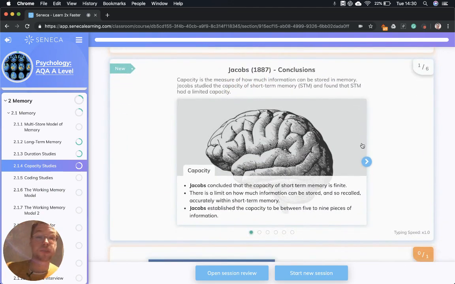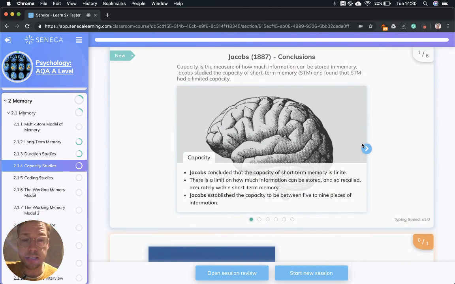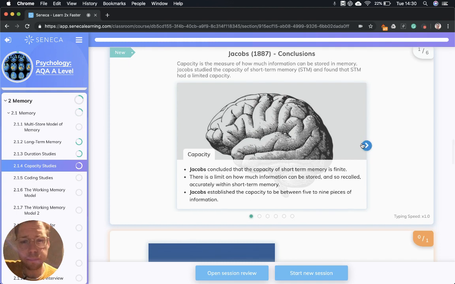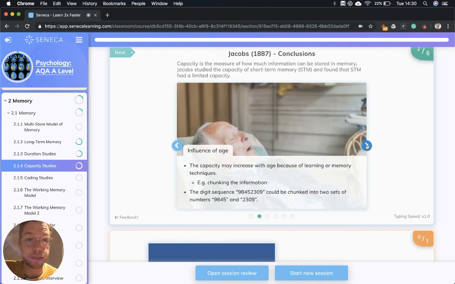Okay, let's finish up with Jacobs and go over the conclusions. So Jacobs concluded that the capacity of short-term memory is finite. There is a limit on how much information can be stored and so recalled within short-term memory. Jacobs established the capacity to be between 5 to 9 pieces of information.